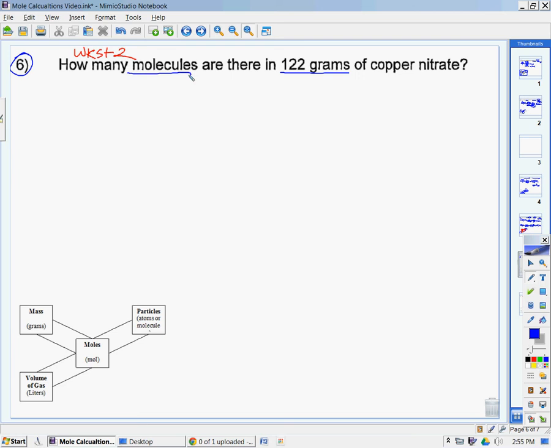Well, we know that the central unit in all of chemistry is moles, so we're going to have to go from 122 grams to moles to molecules. The way that we're going to do that is we're going to use the molar mass, because molar mass connects grams to moles. And we're also going to use Avogadro's number, 6.02 times 10 to the 23rd. And that's going to connect moles to molecules.